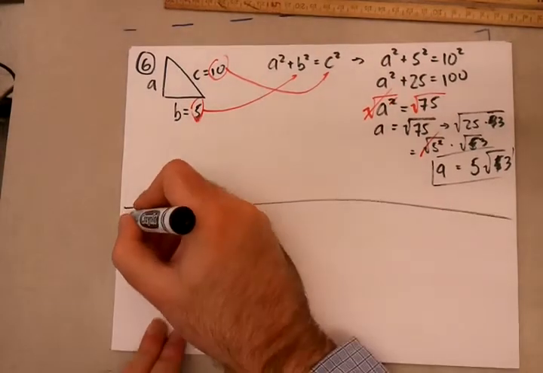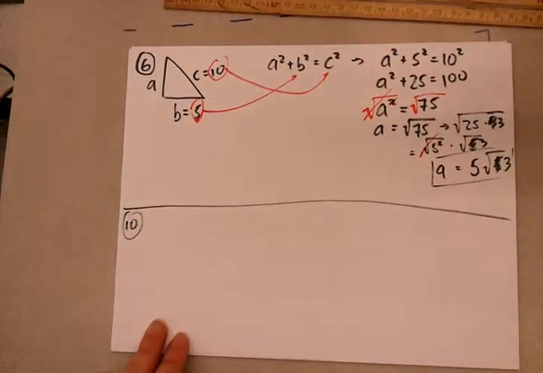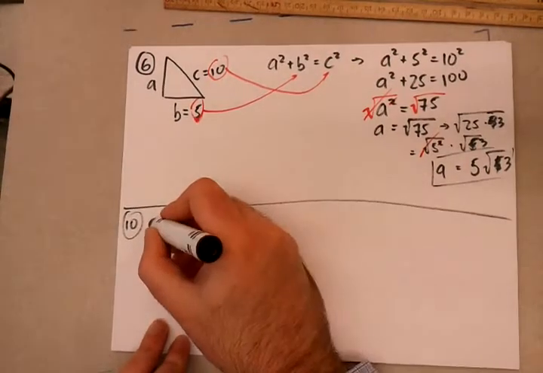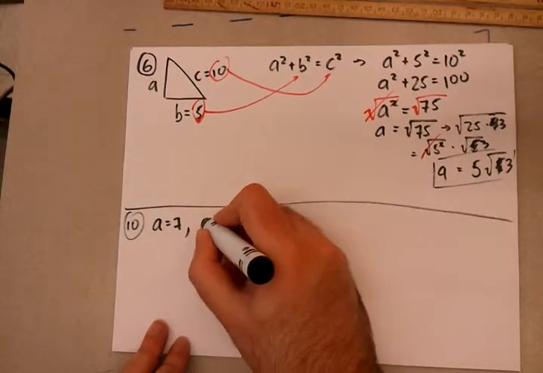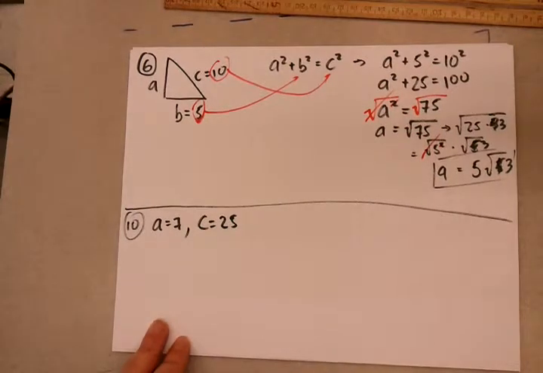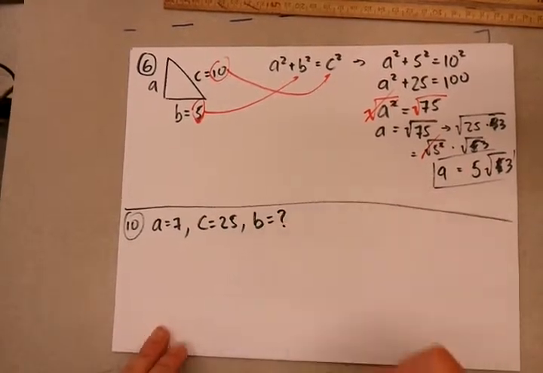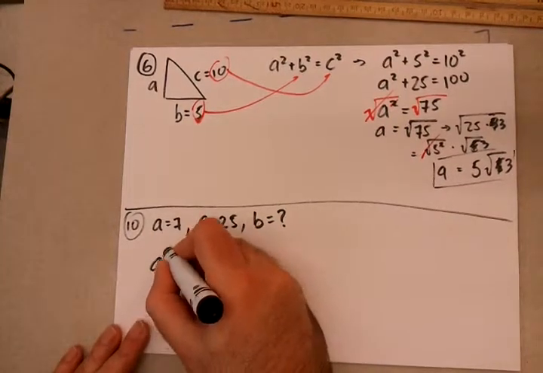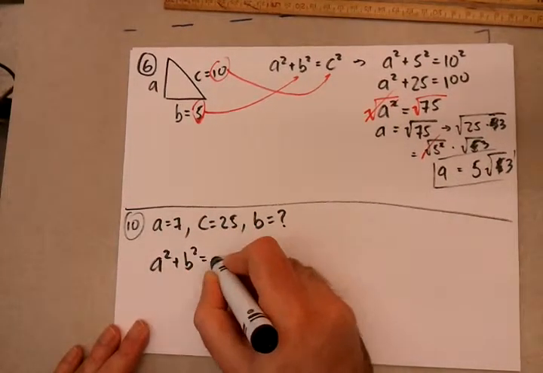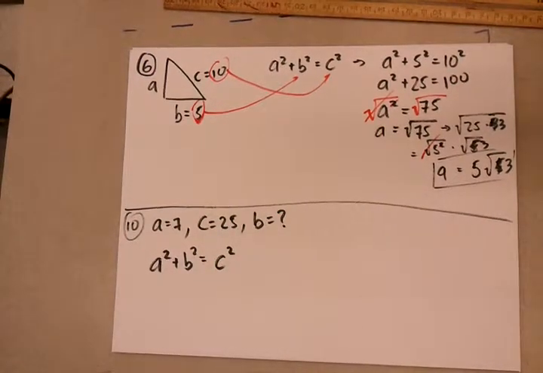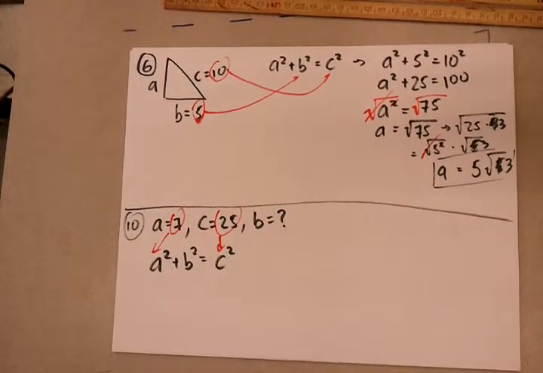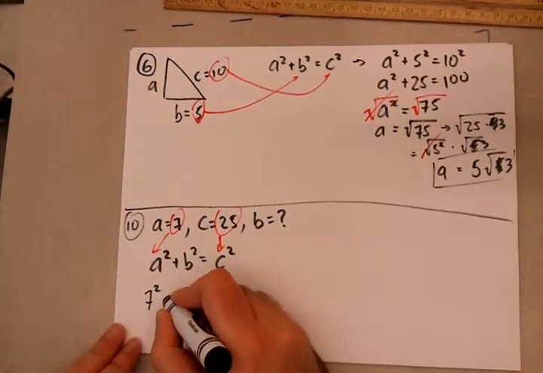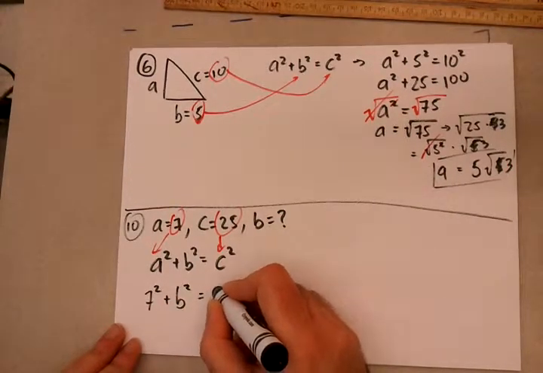Let's do number 10. I'm not going to draw the triangle this time, but they give you A is 7. They give you C is 25. And they're asking you for B. B is a question mark. No problem. The Pythagorean theorem is A squared plus B squared equals C squared. Plug in what you know. 7 for A, 25 for C, and we don't know what it is for B, so B remains as is. 7 squared plus B squared equals 25 squared.